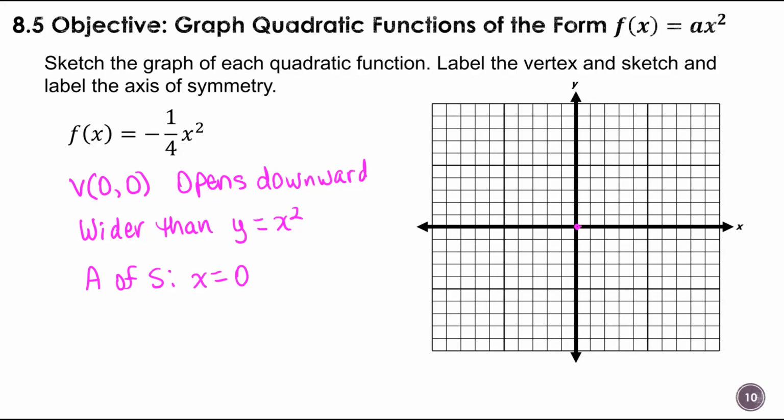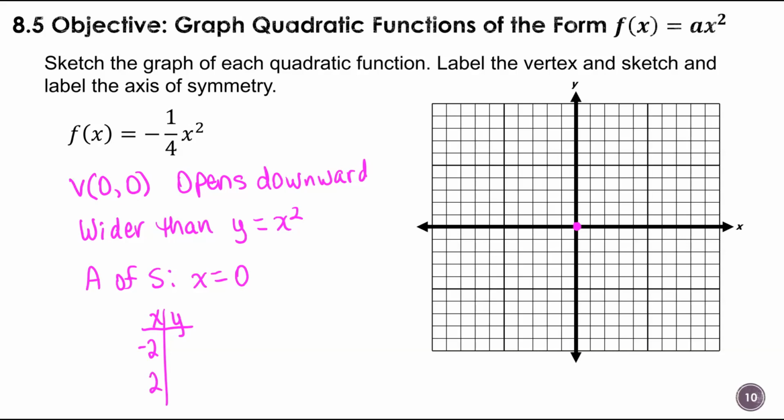Okay, vertex at 0, 0. We know that's going to open down. If we go on either side of the vertex and choose some points, it would be best to choose either -2 and +2, or to choose -4 and +4.